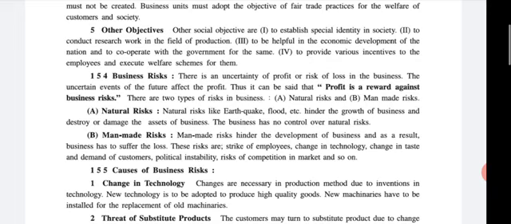So, a total of two types of objectives, and in the first, economic, there are 3, and in social there are 5 objectives. Then business risk. There are 2 types of business risk: natural risk and man-made risk. Earthquake and flood are examples of natural risk, and strike of employees, change in technology, change in taste and demand of customers are examples of man-made risk.